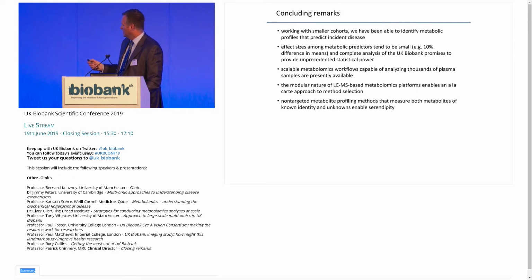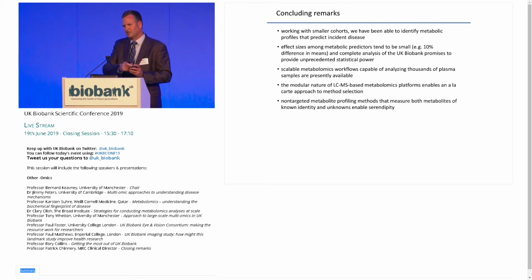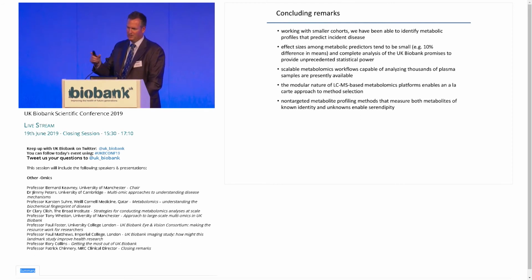So just to conclude, working with smaller cohorts, we've been able to identify metabolic profiles that predict incident disease. The effect sizes tend to be small, like 10%, so doing a complete analysis of the UK Biobank would provide terrific statistical power. We do have scalable metabolomics workflows in place that are compatible with doing large-scale studies. And the modular nature of our LCMS-based approaches means that you could maybe run one method in one site and another method in a different site, or one method at a time, if you only have funding that would support one method.